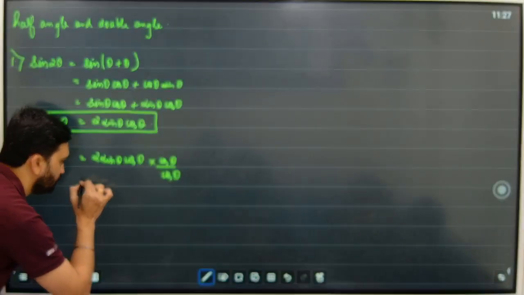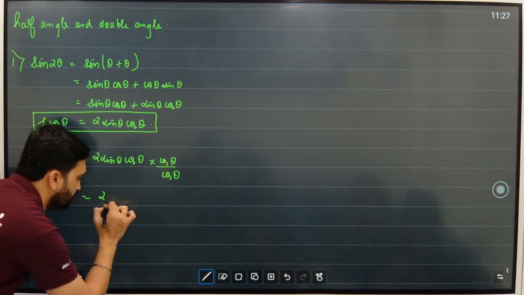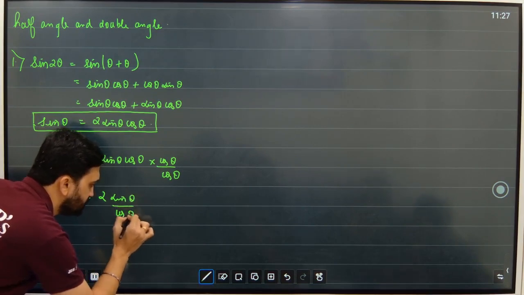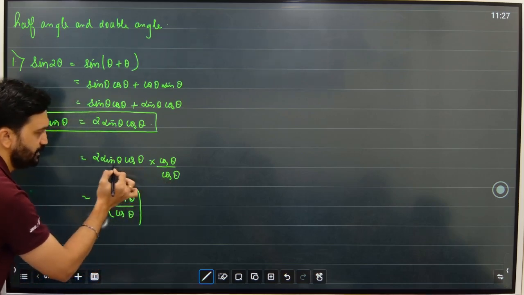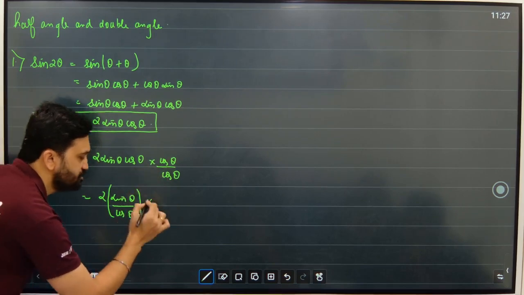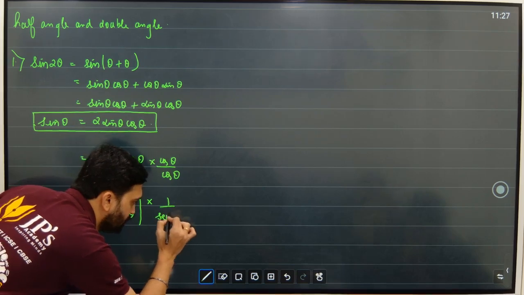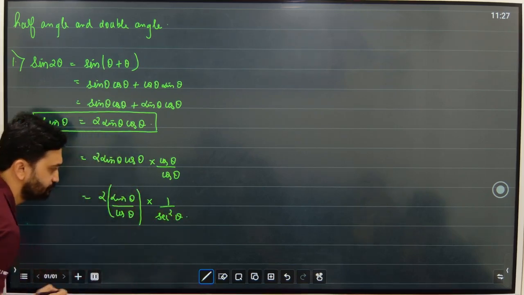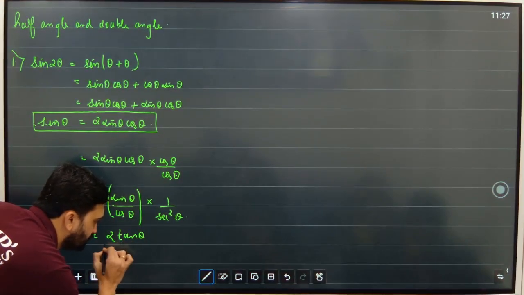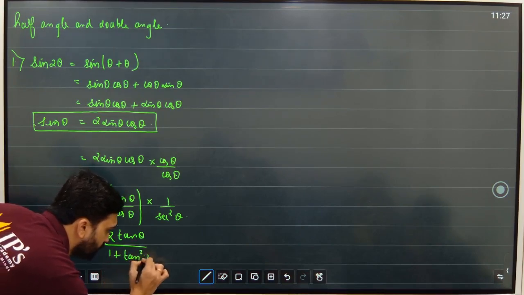अब इससे क्या होता है देखो. See what will this become? If I write it here, it will become 2 sine theta upon cos theta. ये जो cos theta है मैंने sin theta के नीचे लिख दिया. And this will become cos theta into cos theta. Cos theta into cos theta is nothing but cos square theta. I can write cos square theta as 1 upon sec square theta. So my second formula is 2 tan theta upon 1 plus tan square theta.